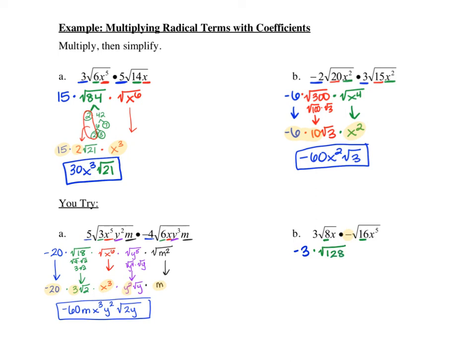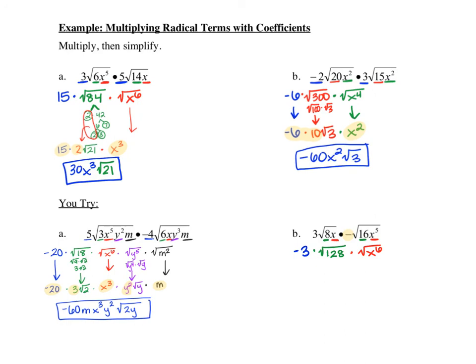And then the x's go next. So x and x to the 5th, that's going to be x to the 6th. So again, I don't know what the square root of 128 is, or if it even has any perfect squares within it, and it's not on my cheat sheet. So I'm just going to do it the old school way and see what happens.